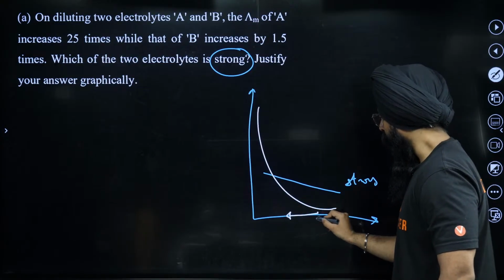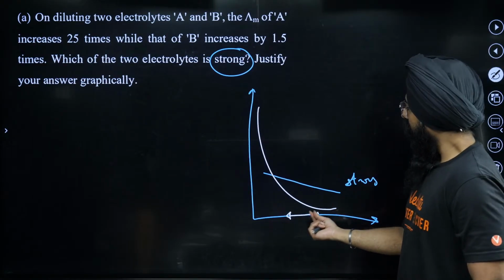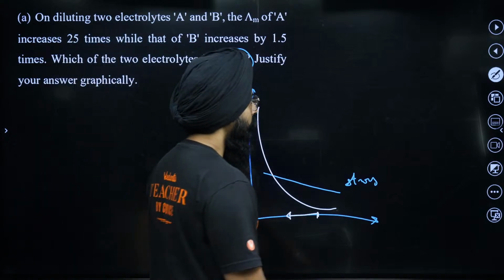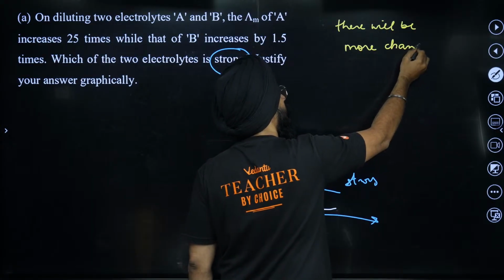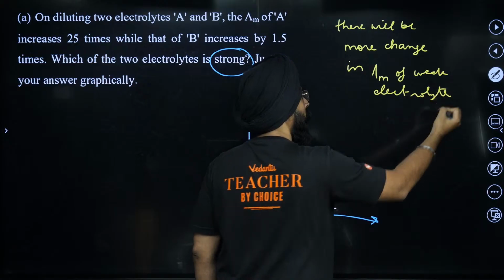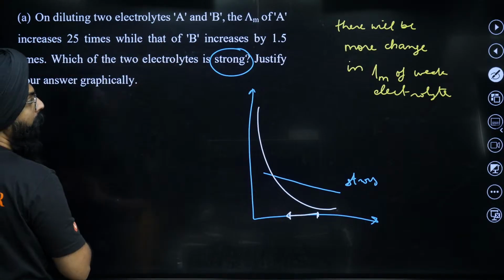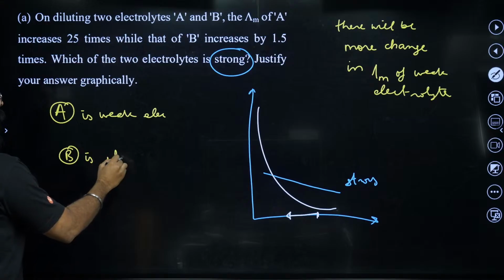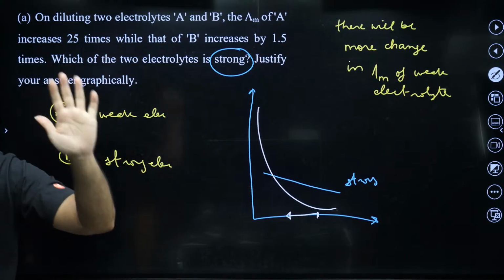For this much dilution, let's say I'm going from this concentration to this concentration, strong electrolyte value changes just a little, weak electrolyte changes a lot. So there will be more change in molar conductivity of weak electrolyte. Strong electrolyte, just a little bit of change. Weak electrolyte, so much change for the same amount of dilution. So, since there is more change in lambda molar of weak electrolyte, A is weak electrolyte, B is strong electrolyte. So, you draw this graph, you write this statement, you will get full marks.